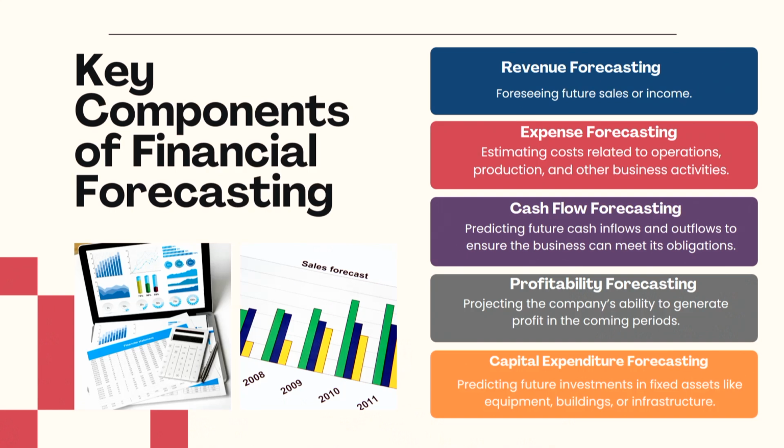So, here we are projecting the company's ability to generate profit, the magnitude and the quantum of profit a business is expecting to generate by considering the forecasted revenue and the forecasted cost components. Then the last one is capital expenditure forecasting.